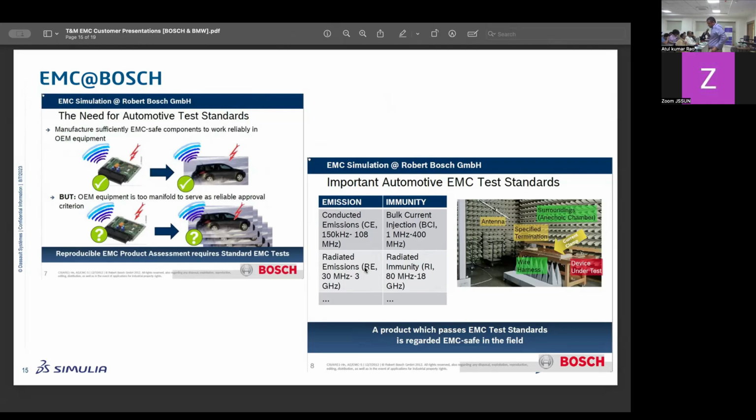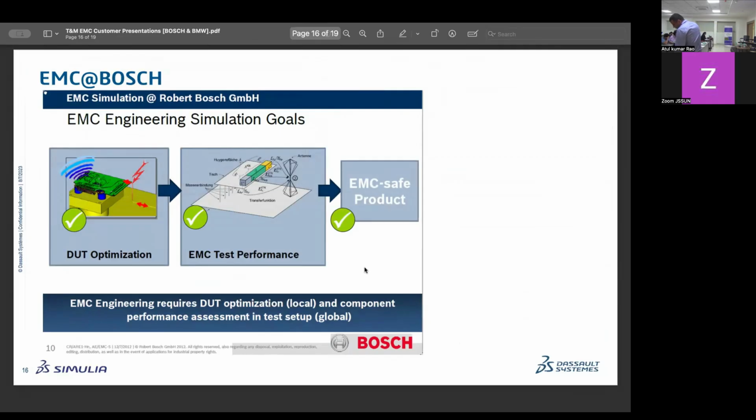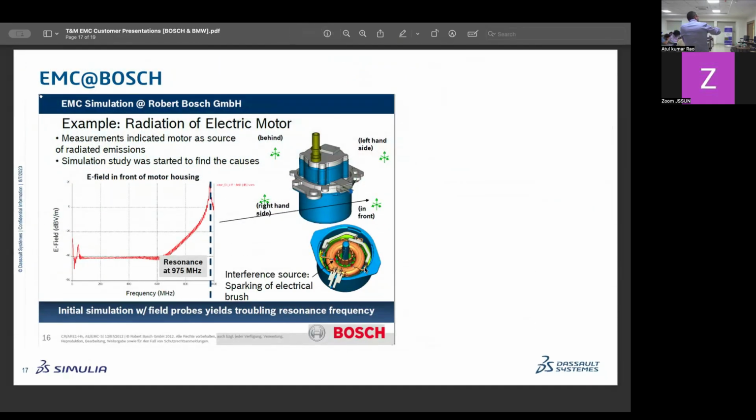So Bosch had designed their rotor, and somewhere there was an issue. They were actually seeing, at around close to 960 to 975, their RE result was very, very high, as you can see. The green ones that you see here are your probes. In an actual anechoic chamber, those will be antennas, capturing the signal from the system.